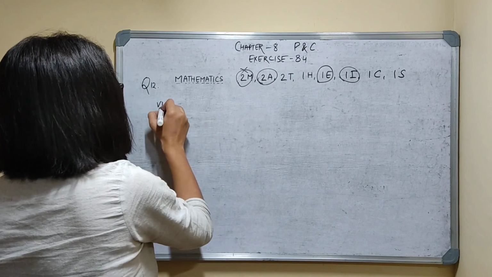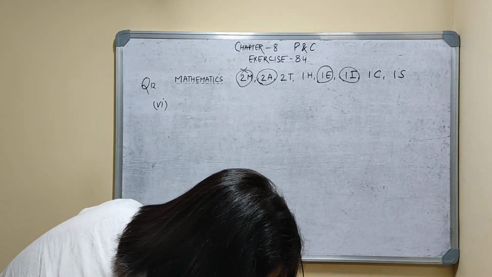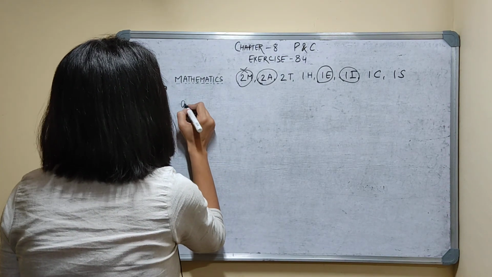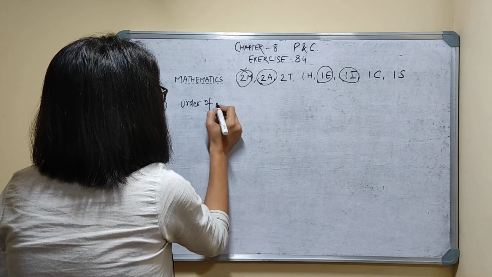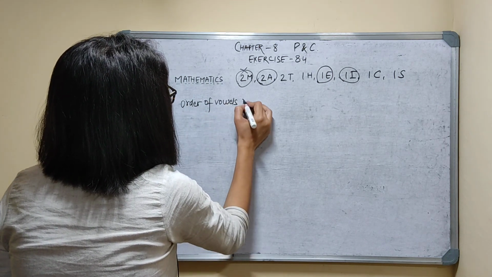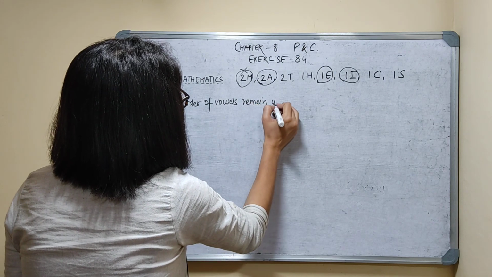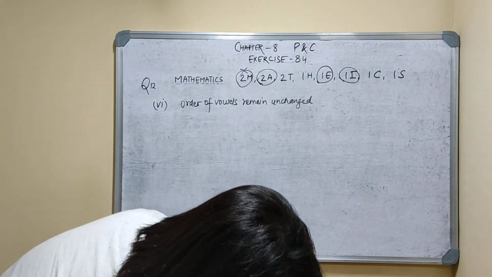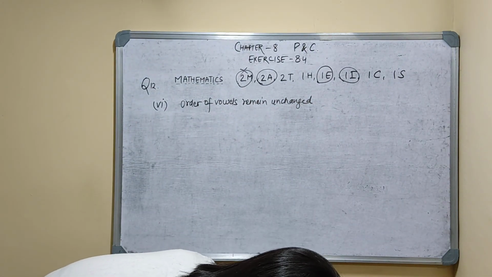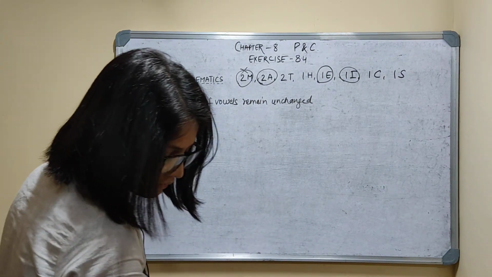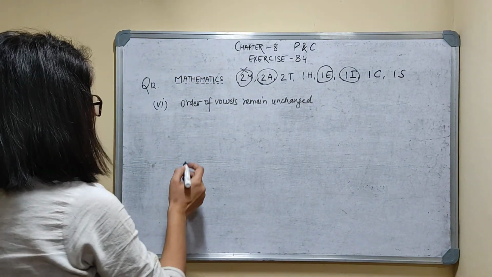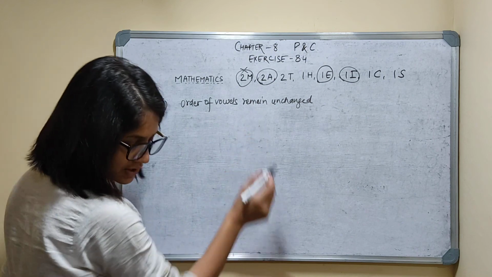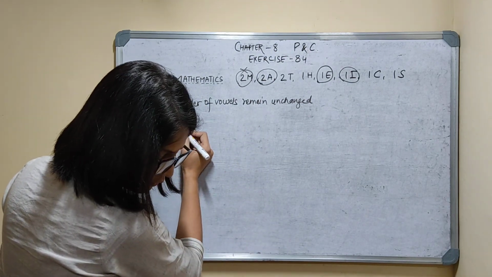Now part 6th. It's written, the order of vowels remains unchanged. Order of vowels remain unchanged. So take all, hint is given, take all vowels like 4 alike things. So how will you write? Can you please tell me? Order of vowels remain unchanged. So take all vowels like 4 alike things.